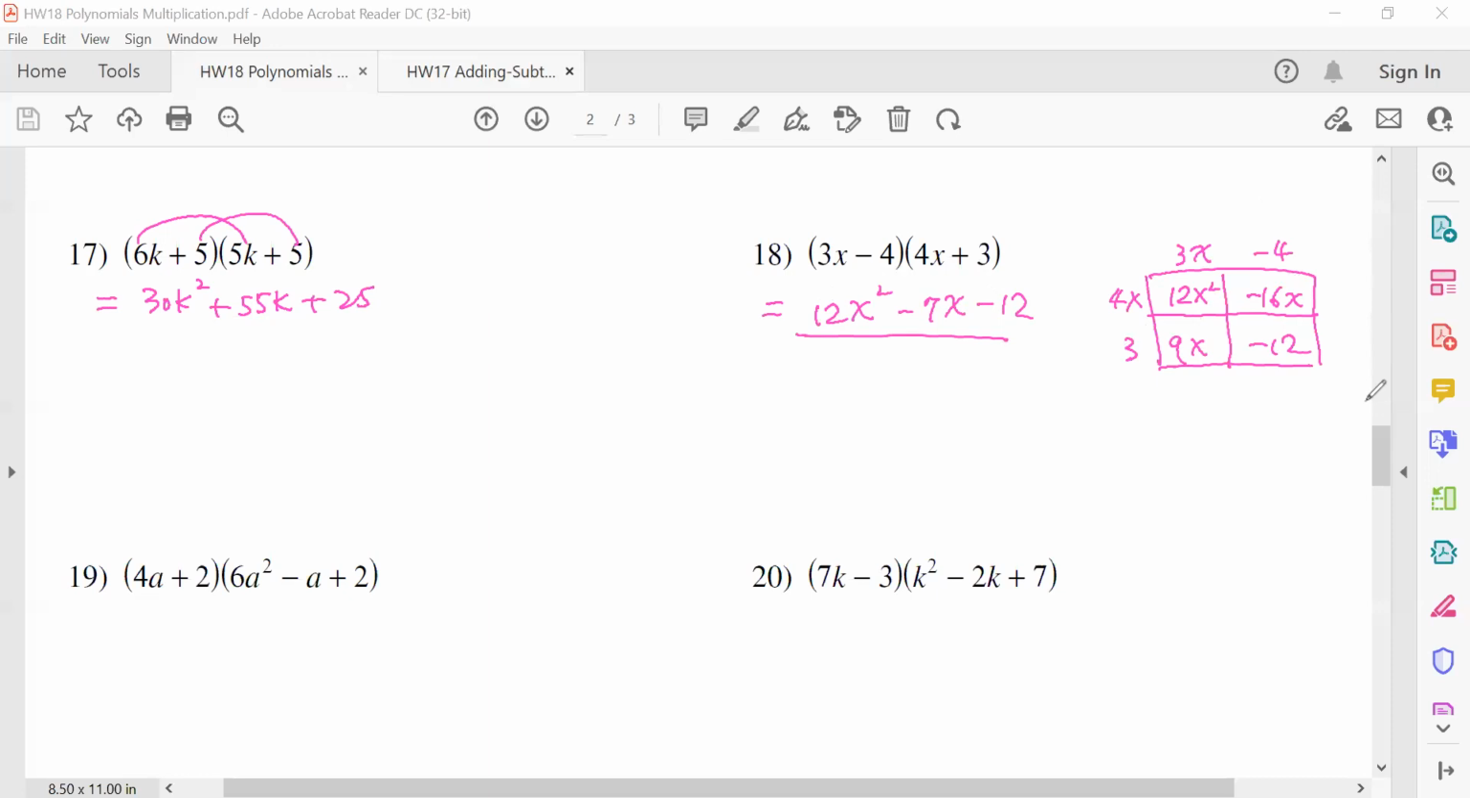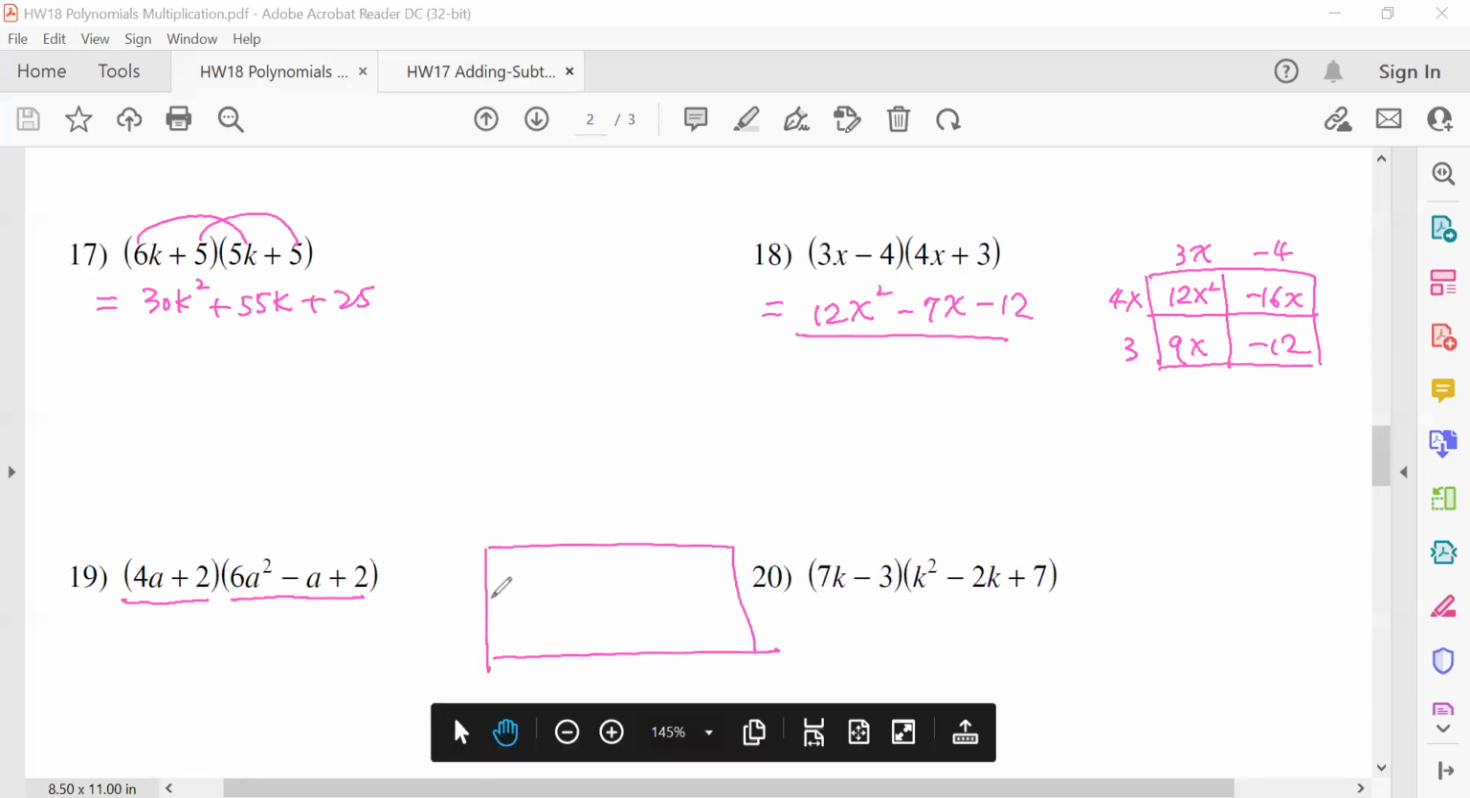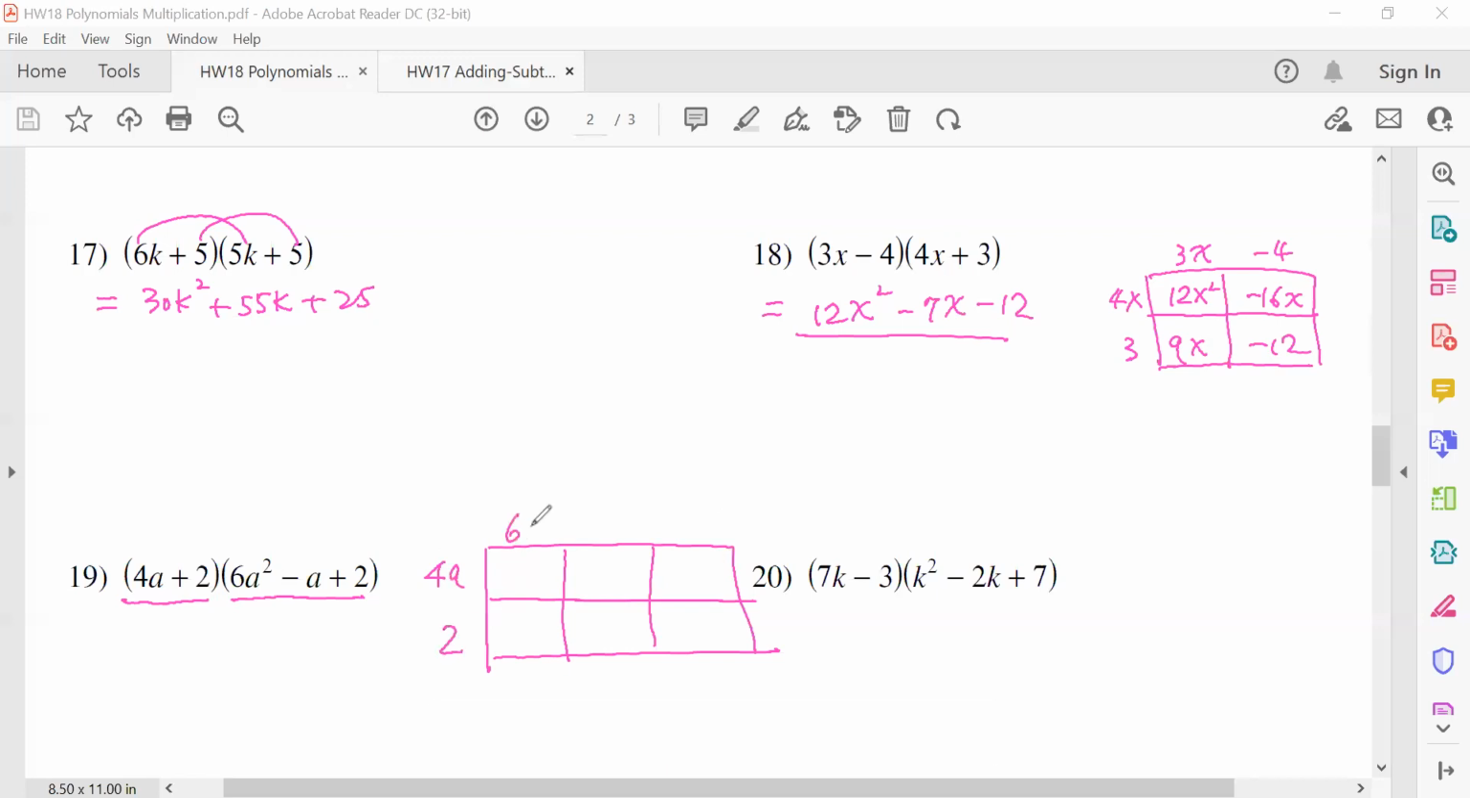All right, so we move on to a slightly more complicated case. Like this one is 2 terms, here is 3 terms. The result is actually the same, so firstly we do it this way. Here are 3 terms, here are 2 terms. So here you have 4a, here you have 2. Here you have 6a squared, minus a, plus 2.